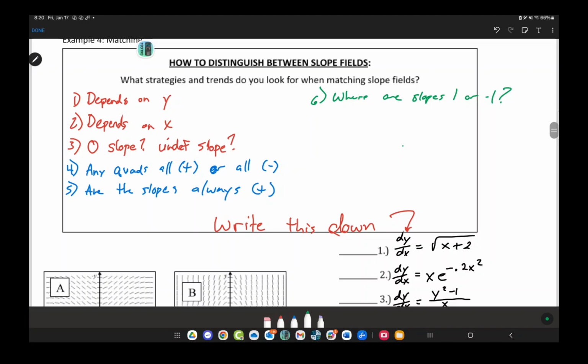Yeah, because we're gonna match the equation. Alright, where are slopes not existent? I mean, if you look at D and E, both of those have part of the graph where the slopes do not exist because the function doesn't exist.